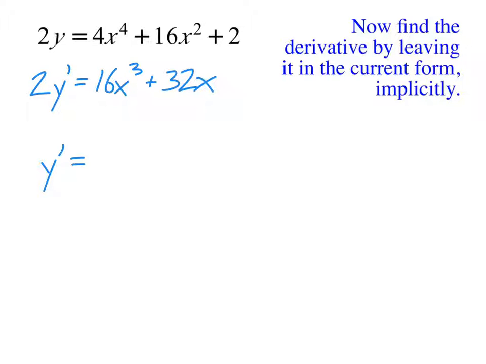So again, to get y prime by itself, in this case I divide by 2 again. So divide everything on both sides by the 2 to actually figure out what y prime equals. When we do that then, that gives us 8x cubed plus 16x. The same thing we got using the explicit method that we did in the last problem. Thank goodness they both work and give us the same answer, or we'd have a big problem.